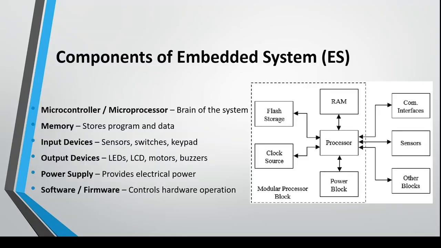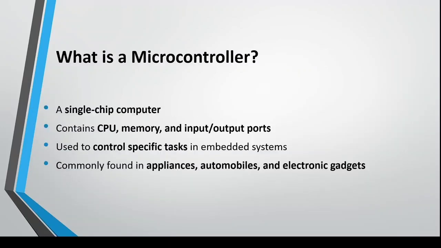Components of an embedded system. An embedded system consists of a microcontroller, memory, input devices, output devices, power supply, and embedded software. The microcontroller processes data, memory stores the program and data, inputs like switches or sensors provide information, and outputs like LCD or buzzer show the result.